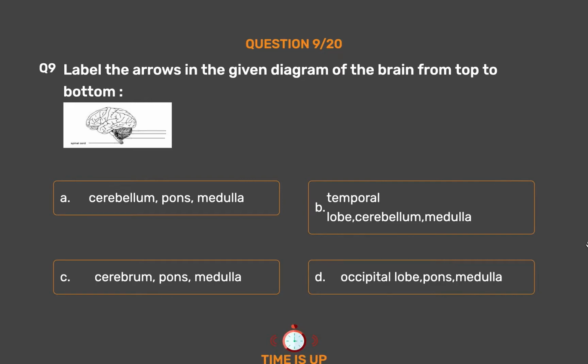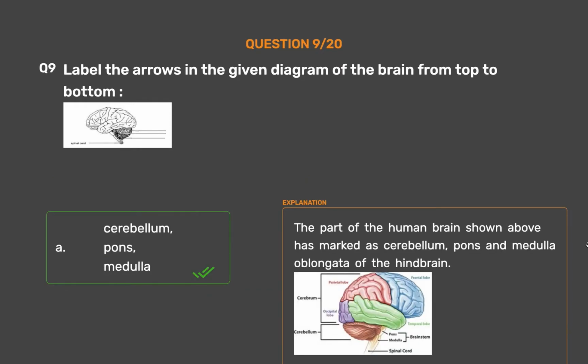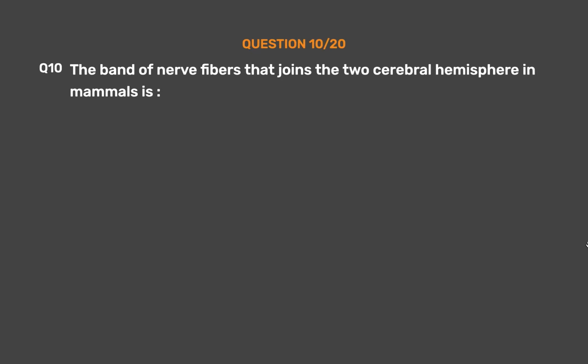The correct answer is Option A. Cerebellum, pons, medulla. The part of the human brain shown above has marked as cerebellum, pons and medulla oblongata of the hindbrain.